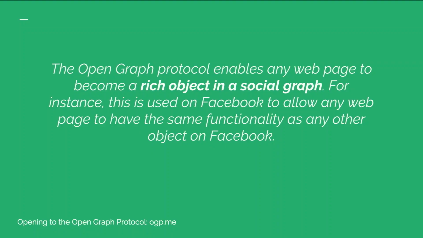And here we get into, again, a slightly confusing educational moment where it says the Open Graph Protocol enables any web page to become a rich object in a social graph. What does that mean? For instance, this is used on Facebook to allow any web page to have the same functionality as any other object on Facebook. And again, I'm not cherry picking. This is like the TLDR that's still on the Open Graph page.